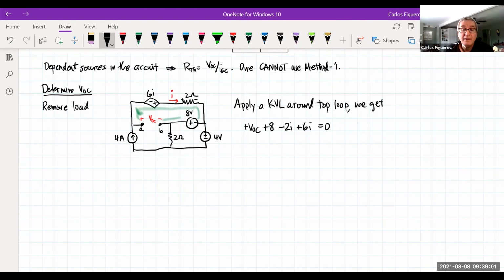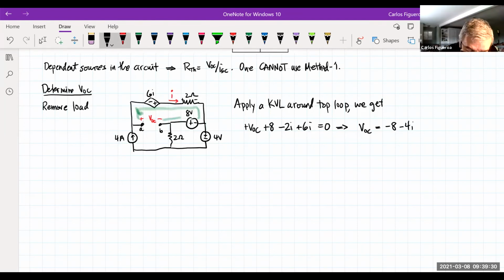Right away, what I'm seeing here is that I'm getting one equation that tells me what that is right there. So this guy right here has to be VOC, which is then going to be, if I take it to the other side, minus 8. Then I'm going to get minus 4I.